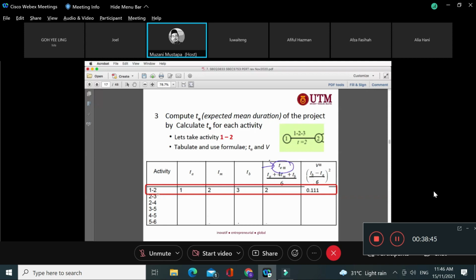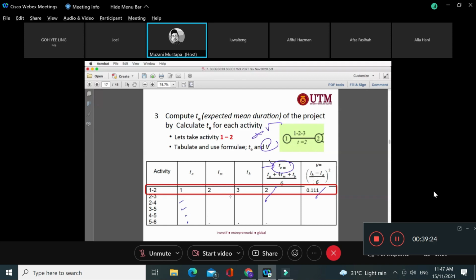So just put the numbers into this equation. For example, for activity 1 to 2 we have 1 2 3. So you put the numbers: 1 plus 4 times 2 is 8, plus 3, so you get 12 divided by 6, you get 2, right? Once done, you calculate the V as well. You can calculate the V or you can calculate the sigma, it doesn't matter, because at the end, if you want sigma, you just take the square root. So you put the V as TB minus TA, squared, divided by 6, so you get 0.1.